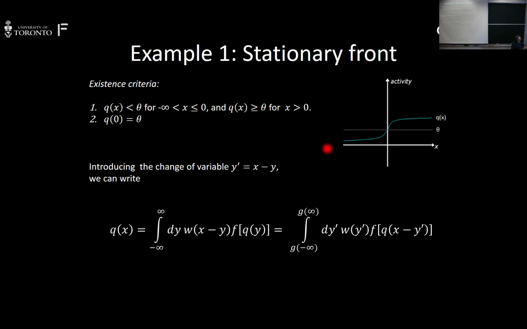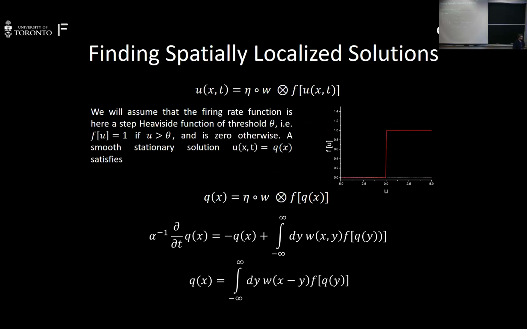A bump, which we'll see in a few slides, is when we have a regime of high that on both sides drops down, as opposed to the front, where we have just one transition from low to high. And then a traveling wave will be a bump that moves in space over time. We'll see the pictures and get more of the intuition as we go. These are all spatially localized solutions.